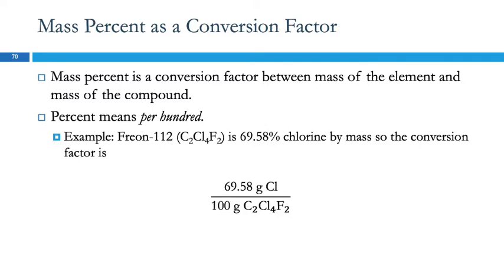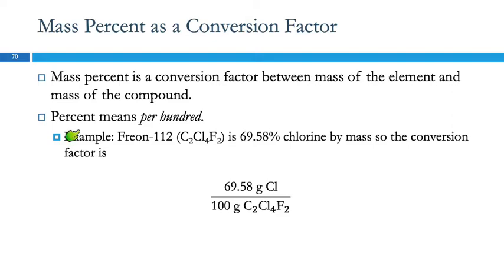Mass percent also works as a convenient conversion factor. So this allows us to convert between mass of an element and mass of a compound. Really, the only time we use this is if someone outside of chemistry gives us the mass percent, and then we can just use that to convert. It's not really worth calculating the mass percent to use it as a conversion factor.